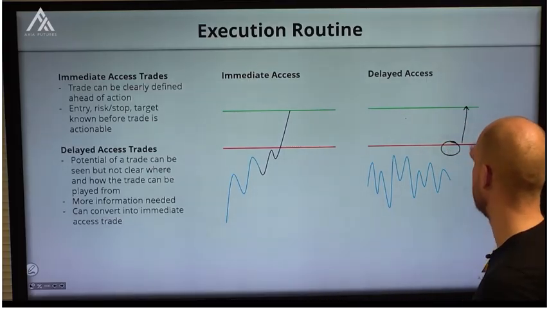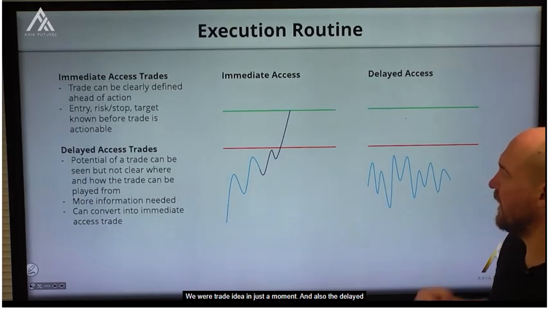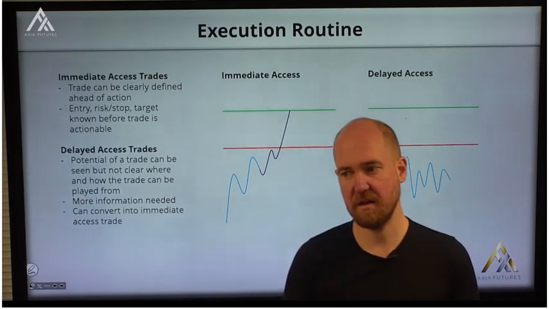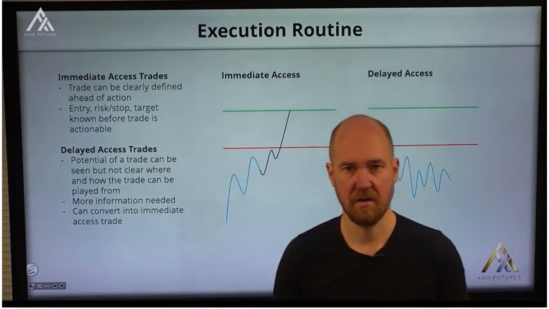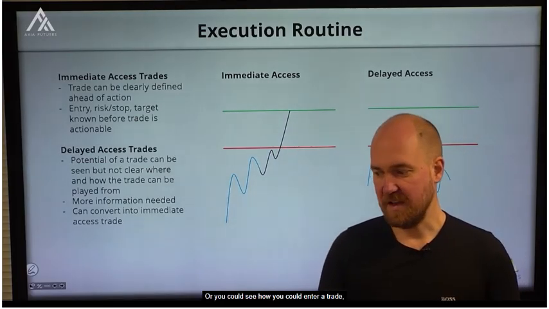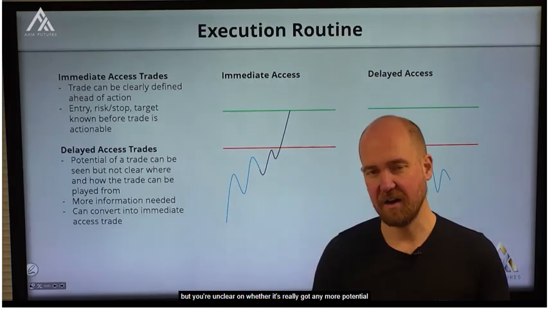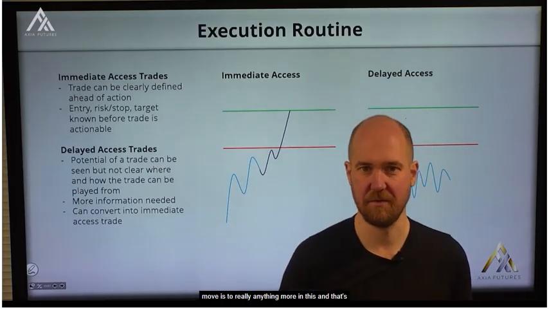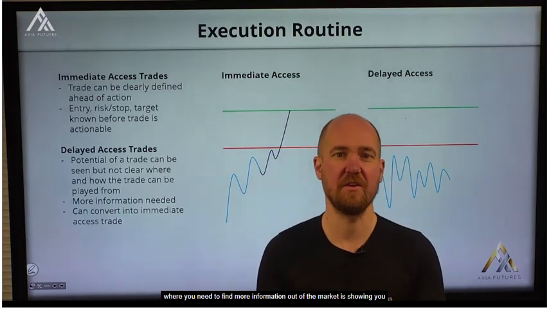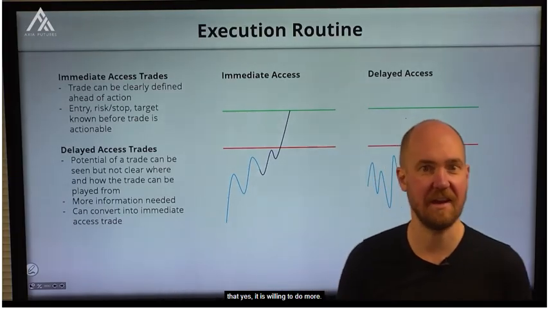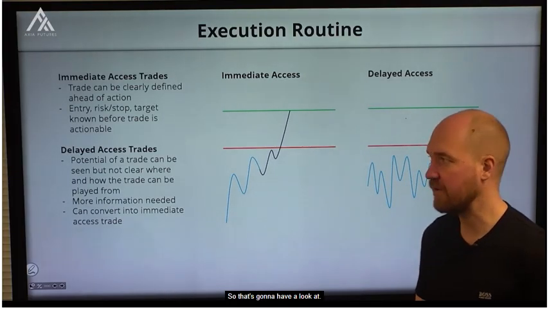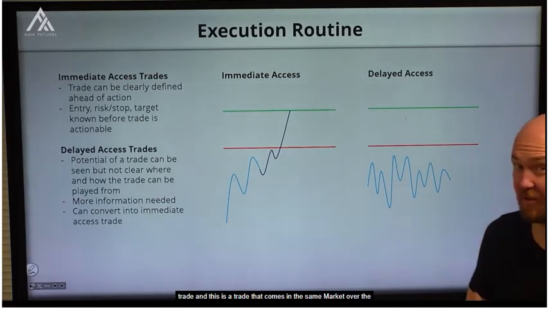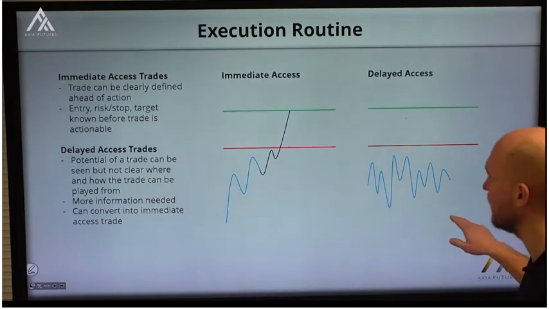I'll illustrate this with a trade idea in just a moment. And also the delayed access may be that you could see the potential of a trade, or you could see how you could enter a trade, but you're unclear on whether it's really got any more potential in it. This is often something that will come after a completed move. Is there really anything more in this? And that's where you need to find more information out. The market is showing you that yes, it is willing to do more. So let's go and have a look at an immediate access versus delayed access trade. And this is a trade that comes in the same market over the course of a day.